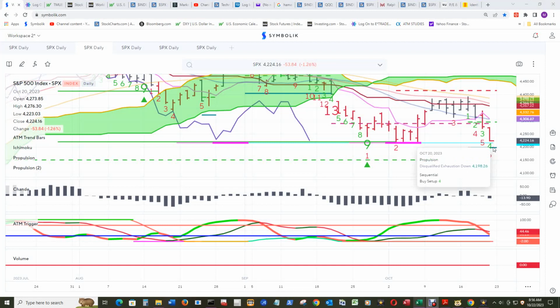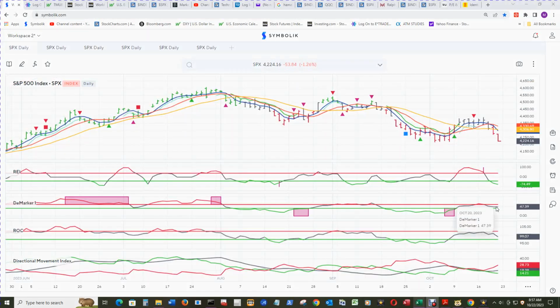And there is support at the disqualified exhaustion down at 4198.26, so that coincides with the lower Bollinger Band area, and it's pretty good support until it becomes qualified and confirmed, and it's not really even close to even starting that yet. And the Shanghai momentum indicator worsened. It's at -13.90. And the DeMarker 1 and ROC are still above their oversold lines respectively.